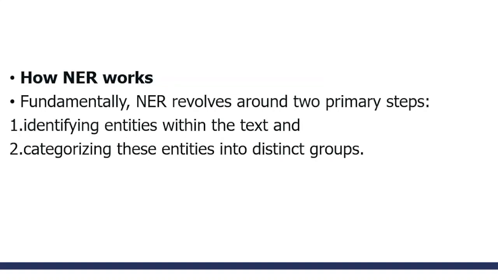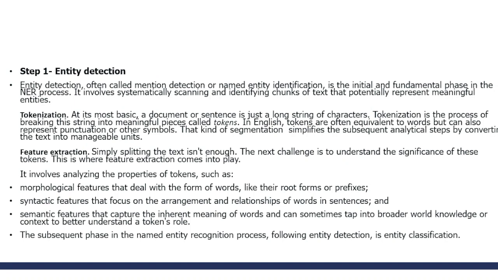One is, first of all, it will identify what are the entities, and then it will categorize entities into those groups. So the first step is it will identify entity. Now identifying entity can be done with some initial pre-processing, that is tokenization can be done. Any document or sentence is just a long string of characters. Tokenization is the process of breaking this string into meaningful pieces. So tokens are nothing but the words, and then if I bring it down to the basic form, it will help me to identify the categories to which they belong.